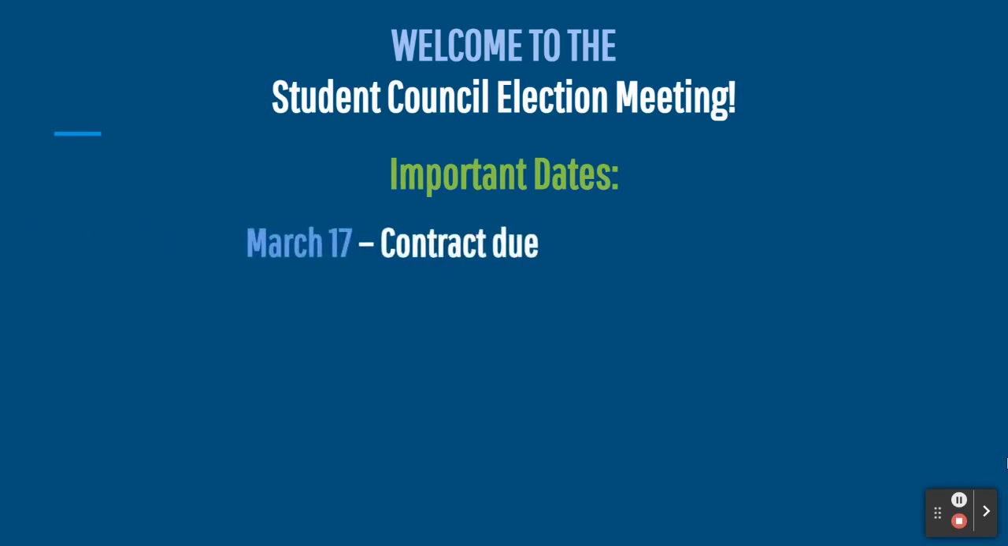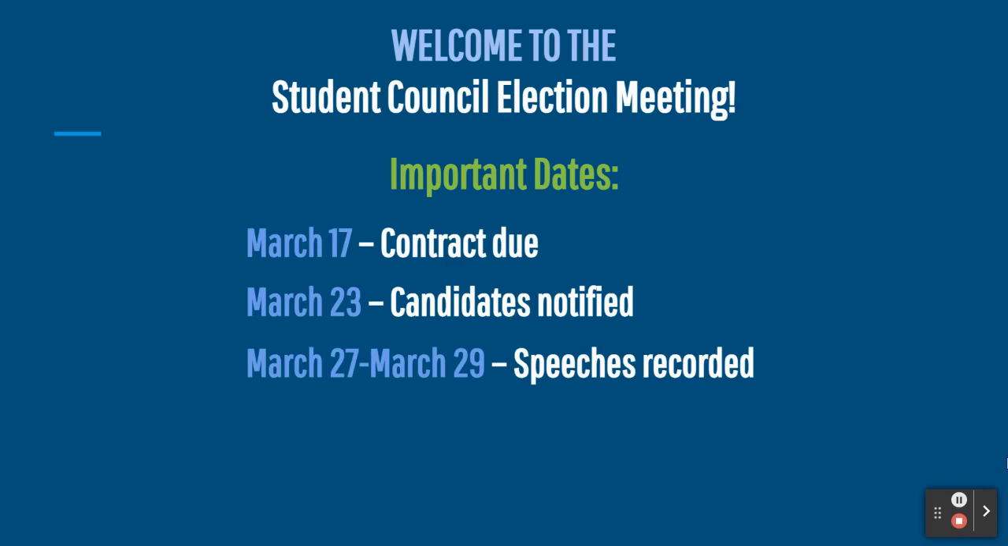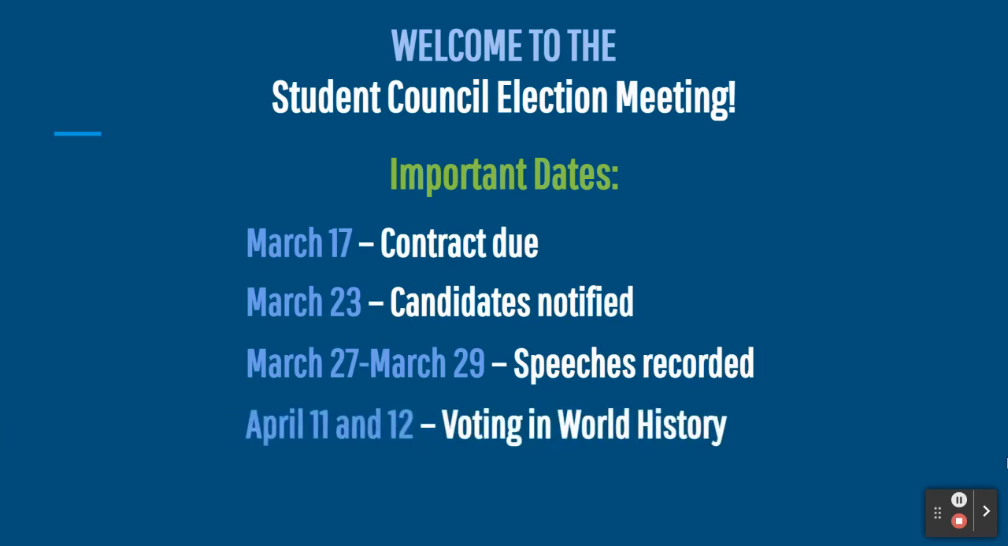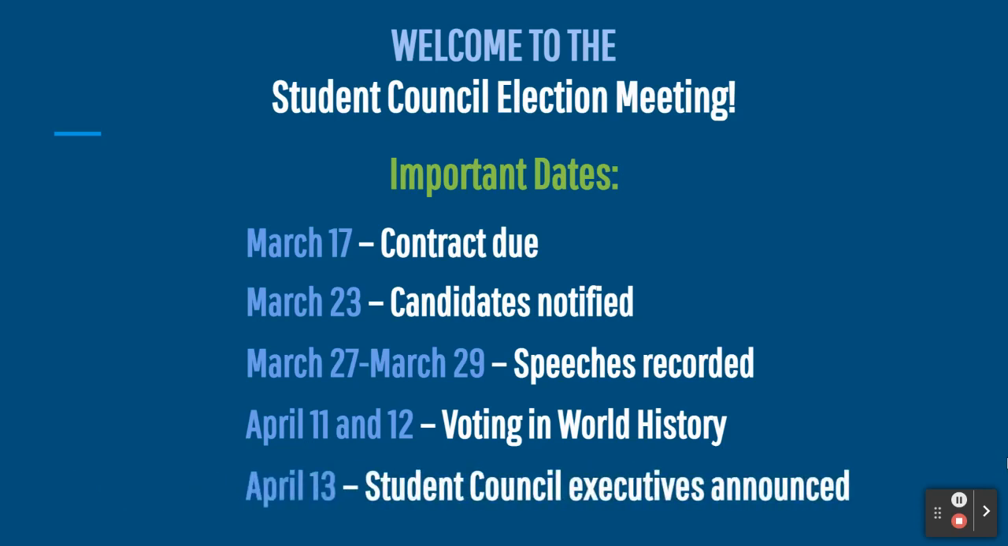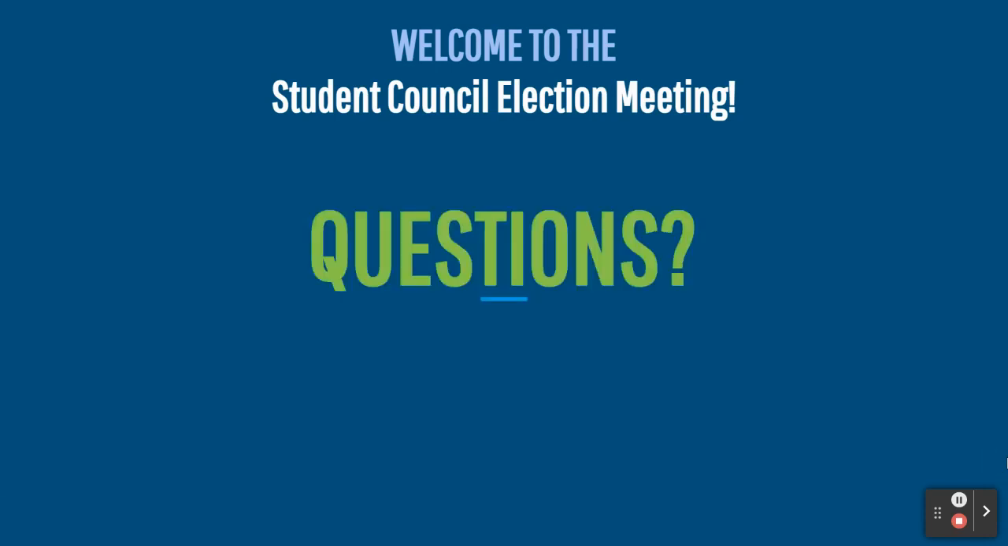So again, a reminder of some important dates. March 17th, contracts are due. March 23rd, you'll be notified you are a candidate, if your contract and recommendations are in. Speeches are recorded sometime between the 27th and 29th. You can also start hanging your posters on the 27th of March. Voting is April 11th and 12th, and then winners will be announced on April 13th, along with student council executives who have been selected by the 7th grade teachers.